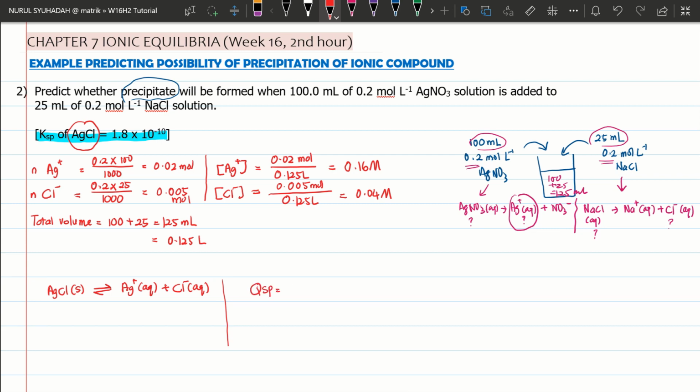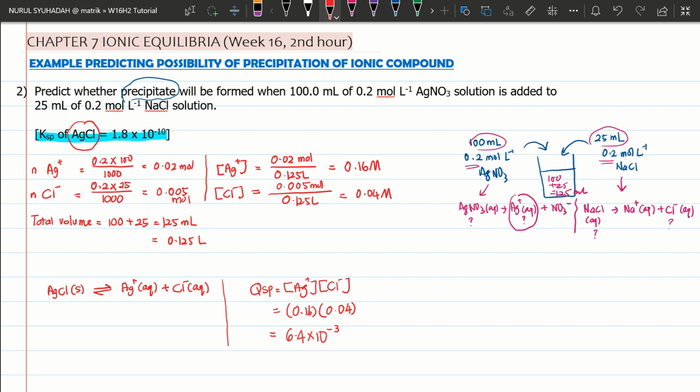So, QSP tadi adalah concentration of Ag plus times Cl minus. Okay, so substitute nilai yang kita dah dapat tadi, 0.16 dengan 0.04. So, from here, we get the value of QSP adalah 0.16 darab 0.04, 6.4 darab 10 negatif 3.